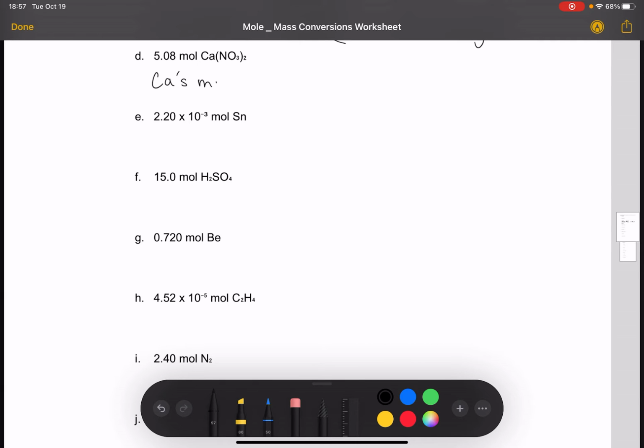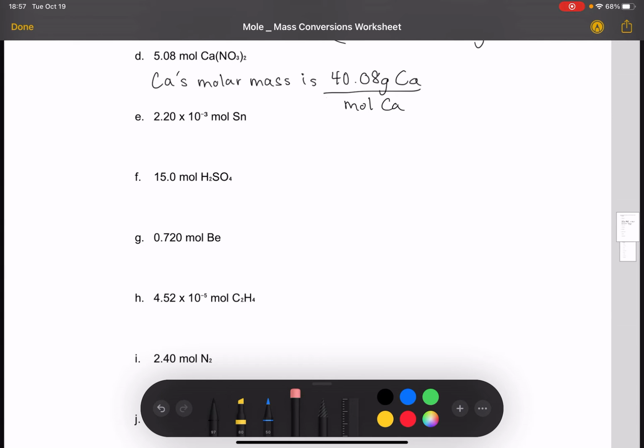calcium's molar mass is 40.08 grams of calcium per mole of calcium. You can put the 1 there. You don't necessarily have to because it's implied. All right.